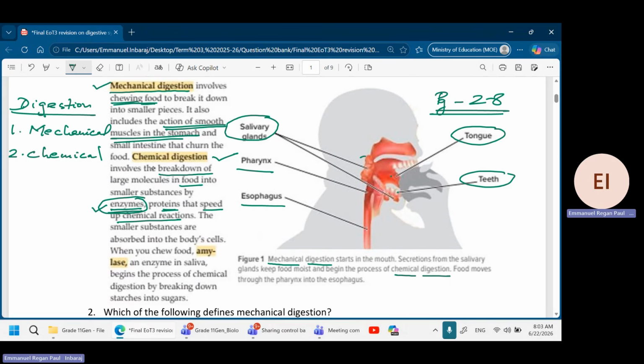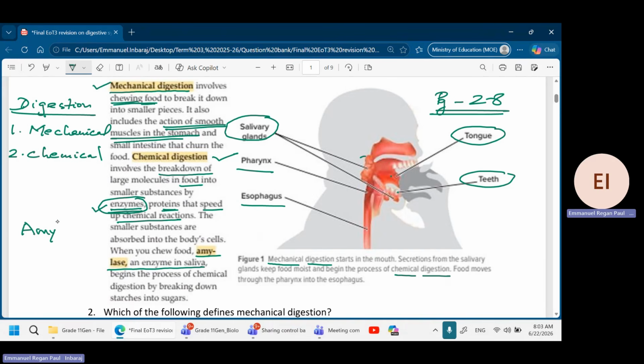Okay, chemical digestion. And what are enzymes? Enzymes are proteins that speed up the chemical reactions. Now let's look at one of the enzymes that you can find in the saliva. The saliva is the liquid found inside the mouth, and this liquid will contain an enzyme called amylase.